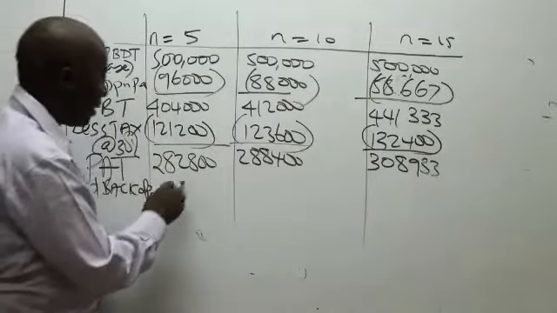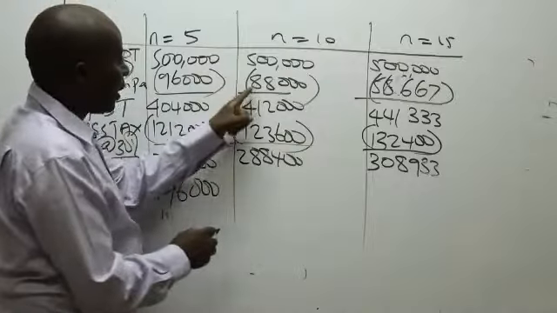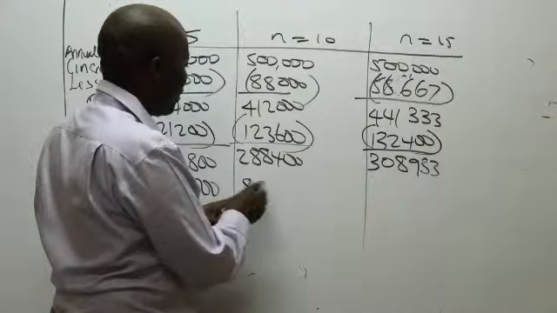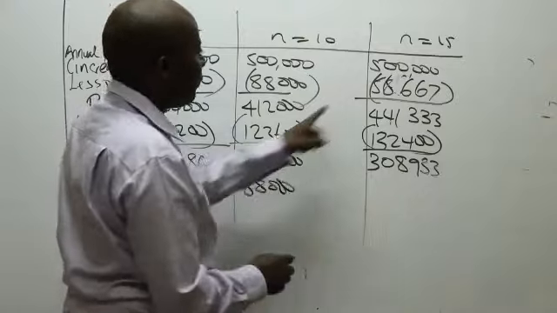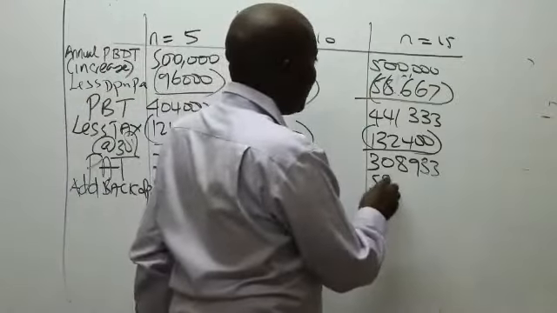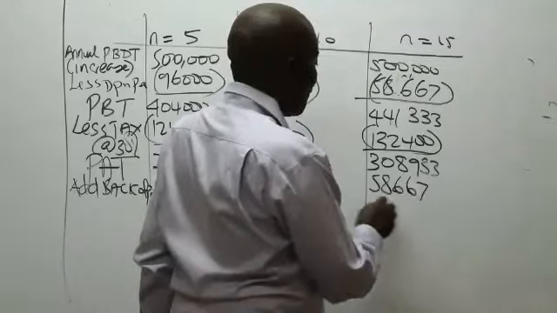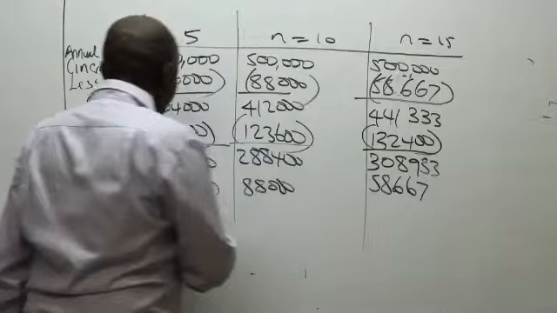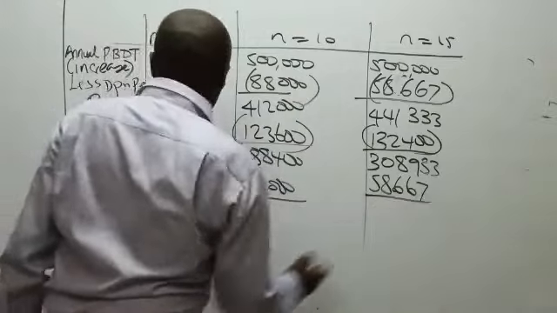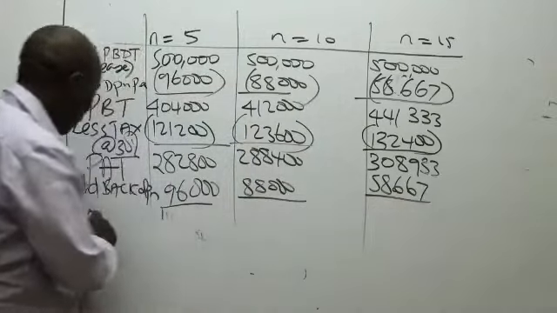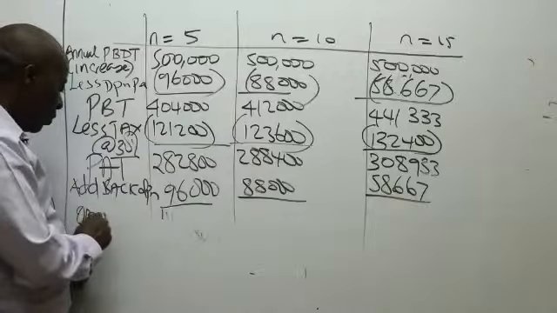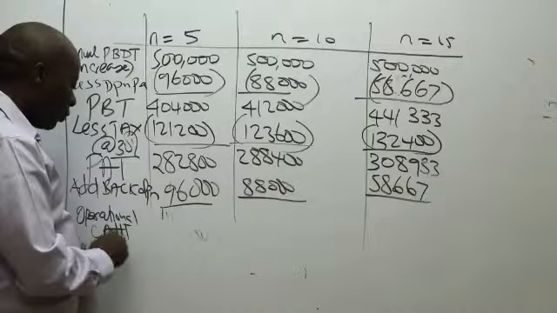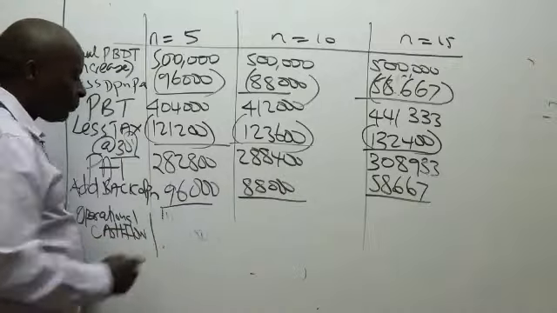I have them here. 96,000. 88,000. Thank you so much. 58,667. So, ladies and gentlemen, could you kindly come and add them for you to give us the operational cash flow from our operations.